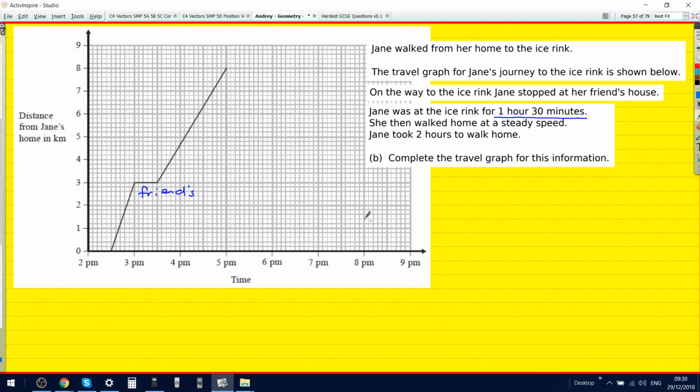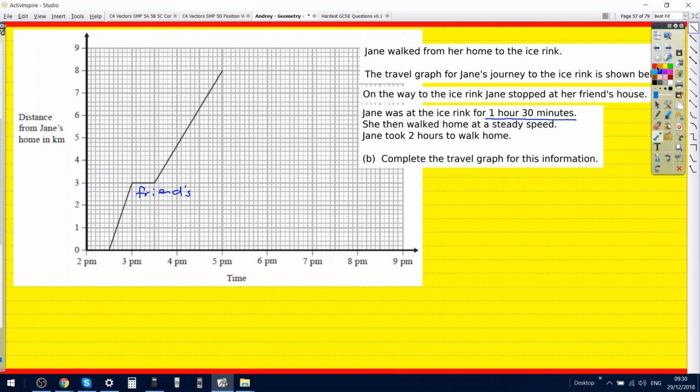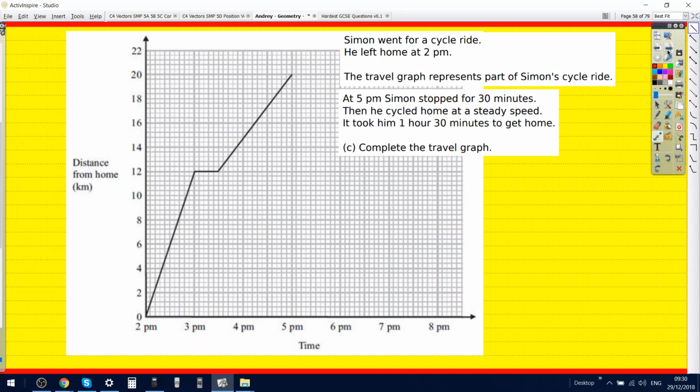And then Jane was at the ice rink for 1 hour and 30 minutes. So is it just a steady, straight line until 6:30? Yeah. And then from 6:30 you go to 8:30. Yep. And then you just draw a straight line. Yeah, that's it. Let's see. So for 30 minutes. Okay, how about this one?